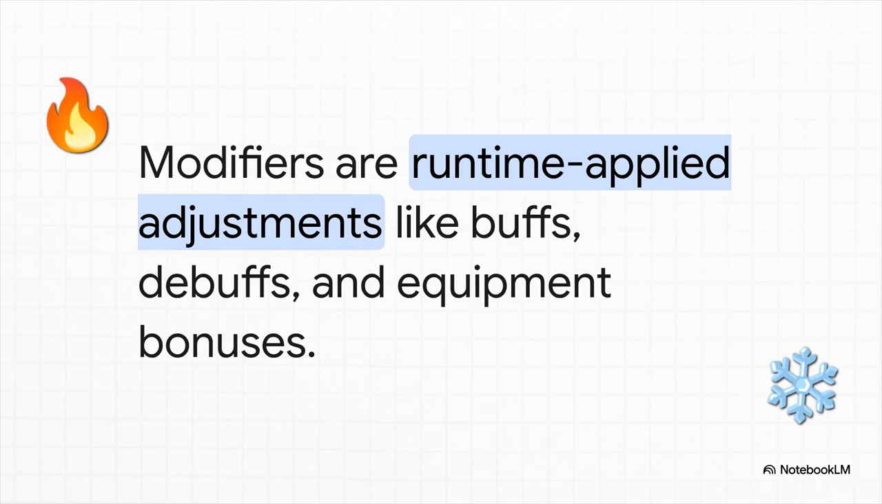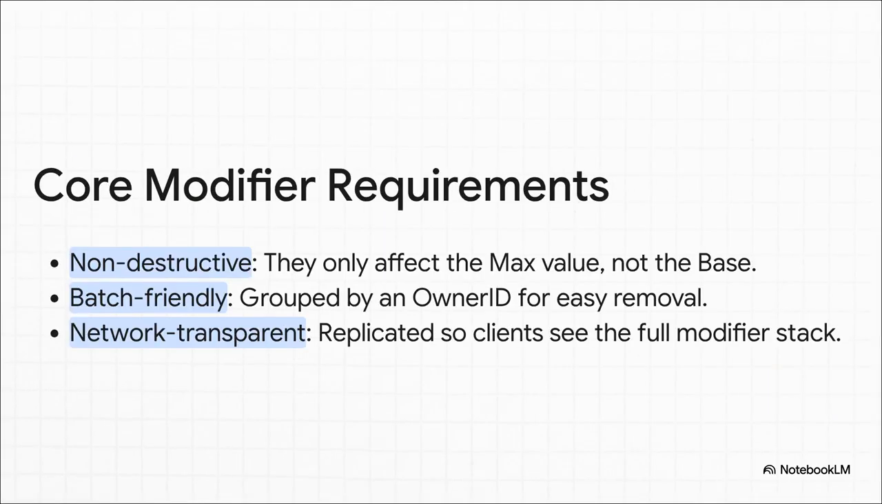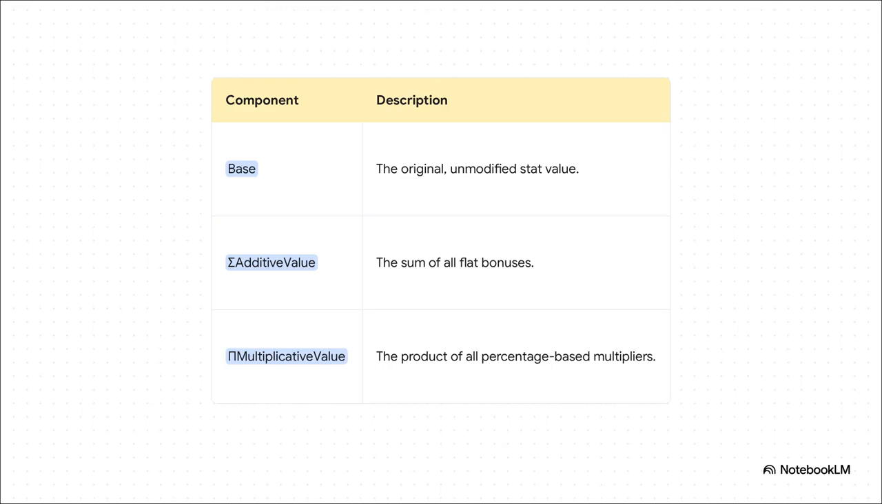Now, on top of those core attributes, you've got dynamic changes, or as we call them, modifiers. These are designed really smartly. They're non-destructive, easy to manage, and totally network-friendly. The formula is pretty straightforward. Your max value is just the base plus all the active modifiers.